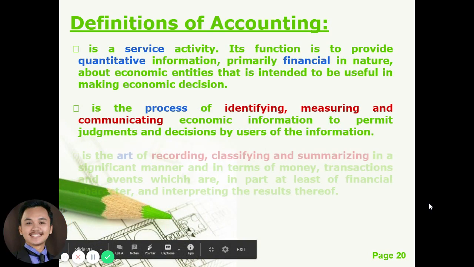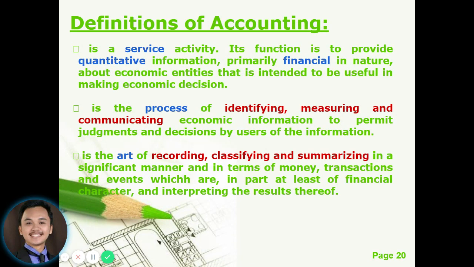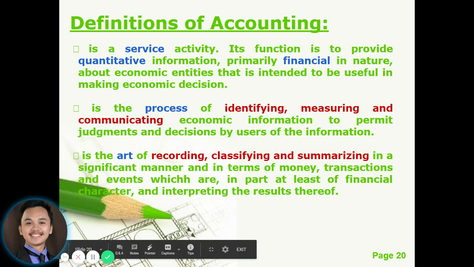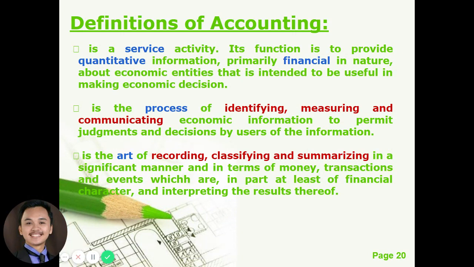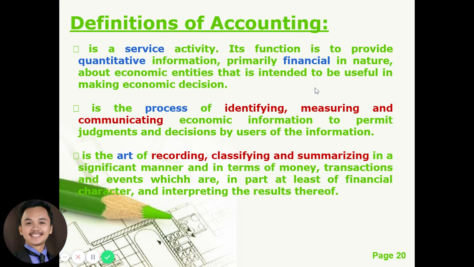Okay, so let's go back to the definition of accounting. Earlier we already discussed the concept of accounting, but this time let us look at the different pictures of accounting. The first one is a service activity. Its function is to provide quantitative information, primarily financial in nature, about economic entities that is intended to be useful in making economic decisions. So again, in this definition, there are three qualities. First, accounting is a service activity. So accounting is under the service industry.